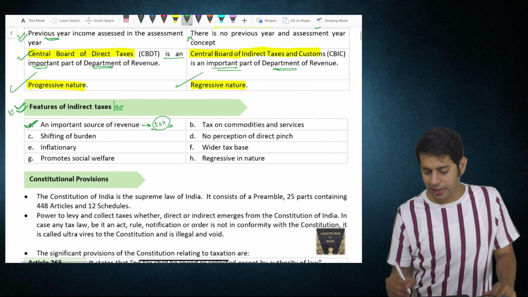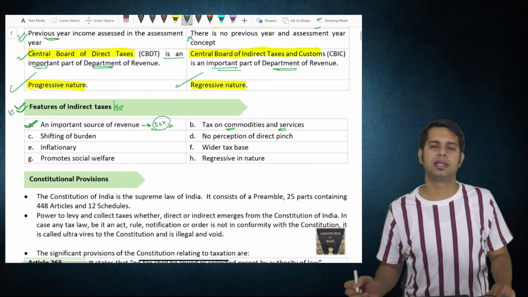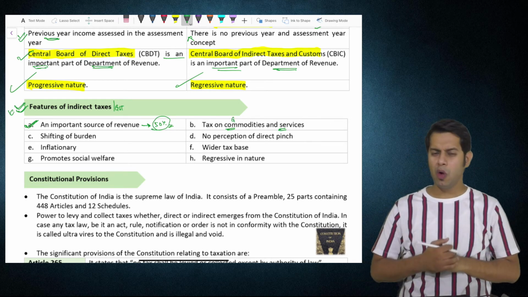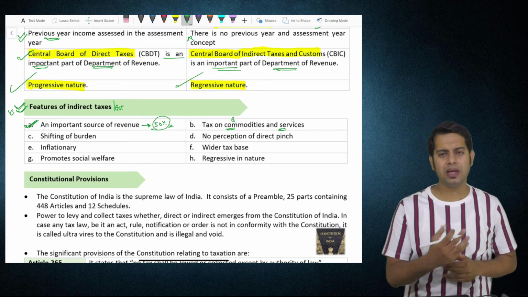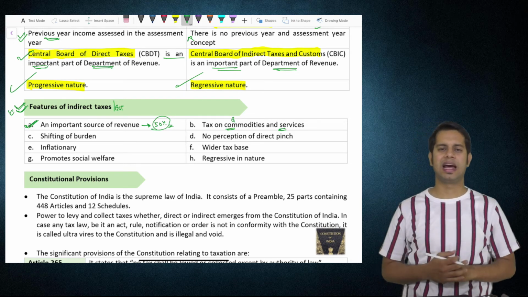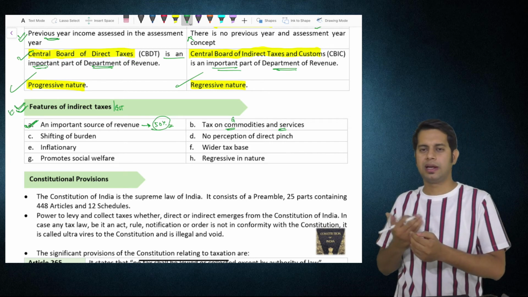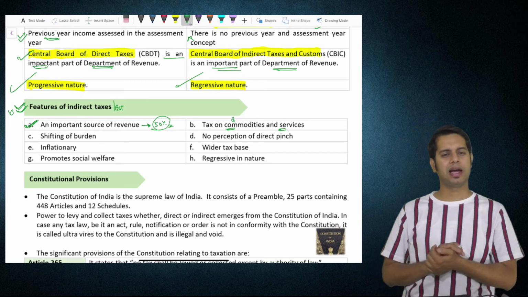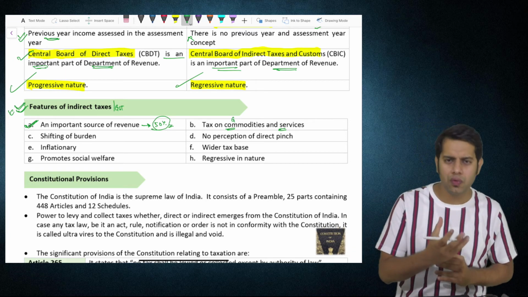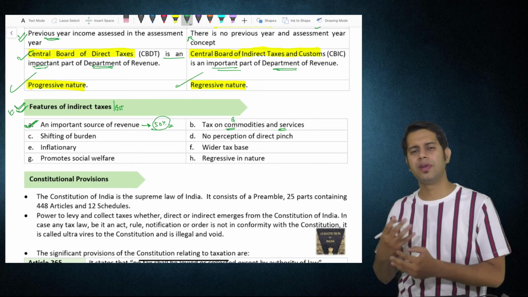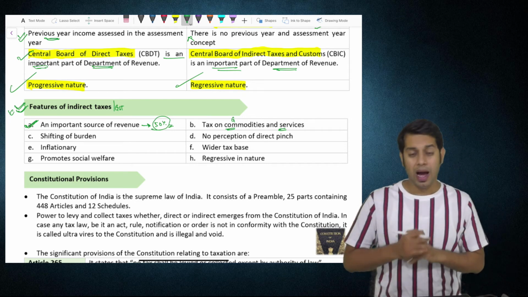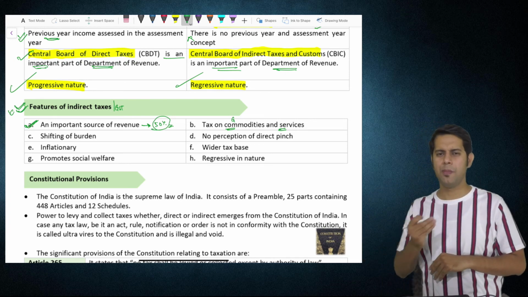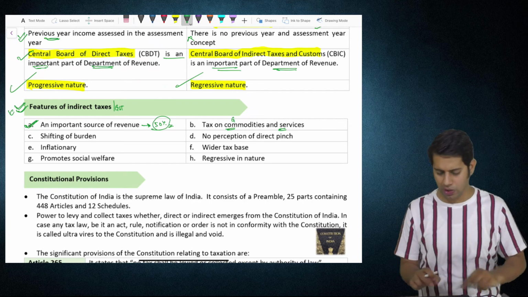Now, indirect tax is a tax on commodities and services. It is a tax on goods and services. Are you supplying any goods? If you are manufacturing the goods, pay the tax to me. If you are selling the goods, pay the tax to me. If you are importing the goods, pay the tax to me. If you are providing services, pay the tax to me. So it is a tax on different types of goods and commodities. Before, there were different types of taxes, but now it is only GST. In case of import and export, you also have to pay something called customs duty.